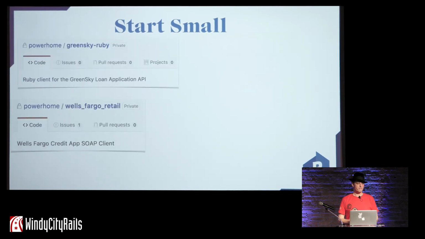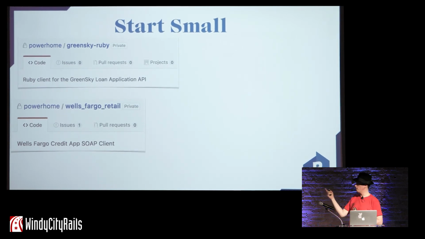For example, we have two vendor partners called Green Sky and Wells Fargo, and we interact with them at an API level to submit things like loan applications. The act of submitting a loan application to one of these lending partners really has nothing to do with our business logic. It's purely a client library. So that made it really easy to extract, and those were some of the first gems that we did, in fact, extract out.